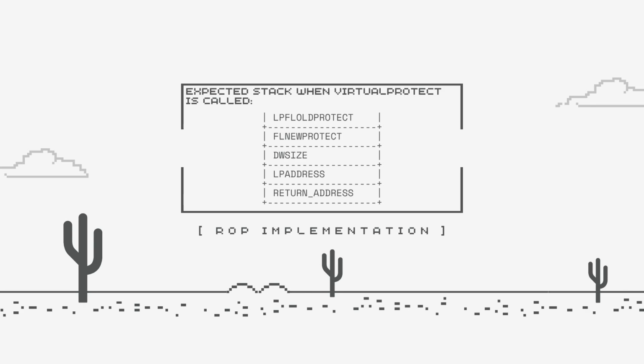This is the standard Windows calling convention. The function reads its parameters from the stack in this order, performs the operation, then returns to the return address. Our ROP chain needs to construct this exact stack layout before calling VirtualProtect. This is the challenge: we need to use gadgets to arrange the stack properly.